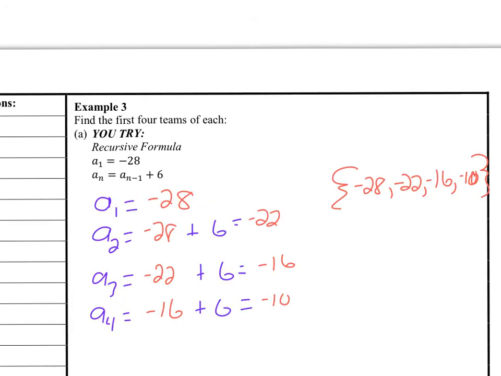Okay, here are the answers. So we have a sub 1, negative 28. That's the first term. Its formula is previous term plus 6, so we add 6 to that previous term a few times. You should get negative 28, negative 22, negative 16, and then negative 10, which you can't read because I messed it up. But anyways. All right, so let's move on to the next one.